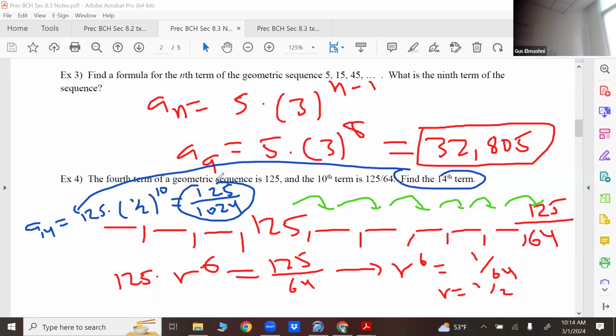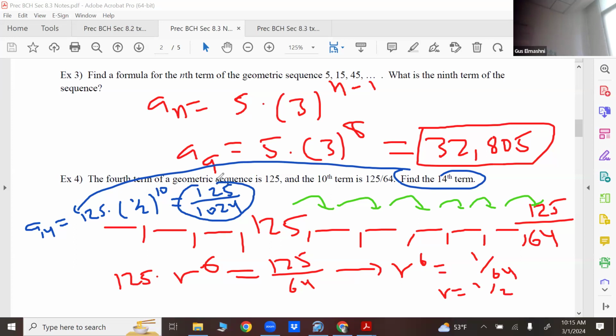You're going from 125 to 1 over 64. How many jumps am I making? 1, 2, 3, 4, 5, 6, right? So that means 125 times r to the 6th is 1 over 64, so r to the 6th is 1 over 64, and r is 1/2. That's a nice perfect sixth root. And then you can use it.